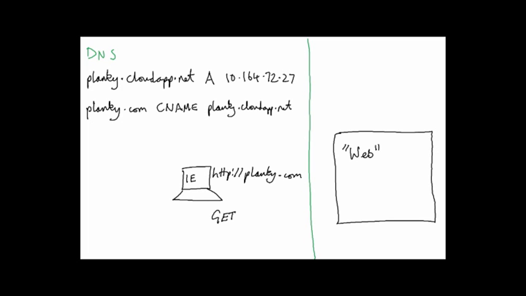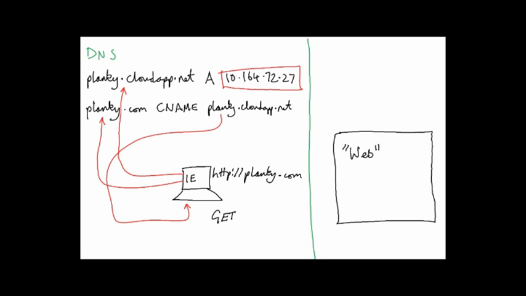And what's going to happen? Well, the DNS resolver is going to do a lookup into the DNS and say, can I have the IP address for planky.com? That's going to return another host address, and the DNS resolver is going to do another trip because this isn't an IP address, it's a host name. So it does another request into the DNS and says, can I have the address for planky.cloudapp.net? And this time it gets this address. So this address is returned, and that's where the GET request goes to.